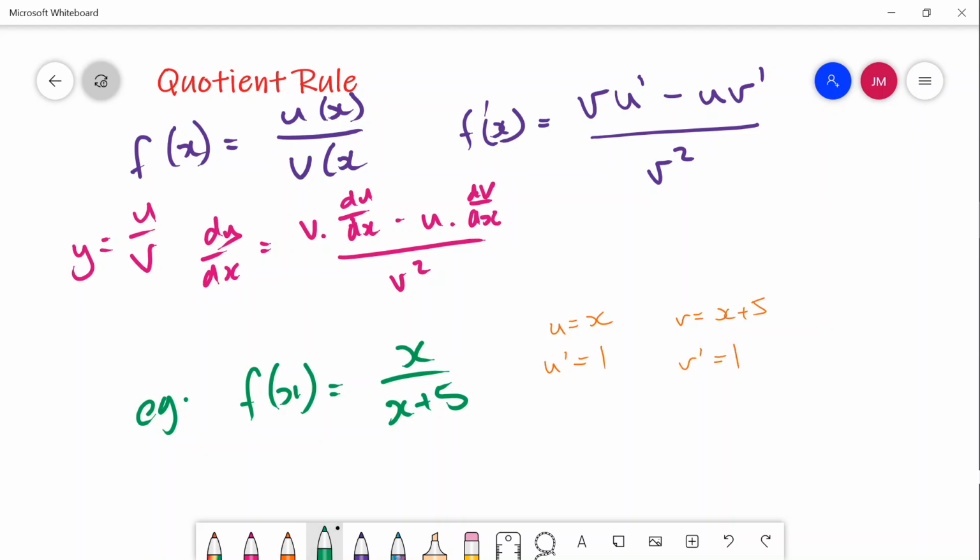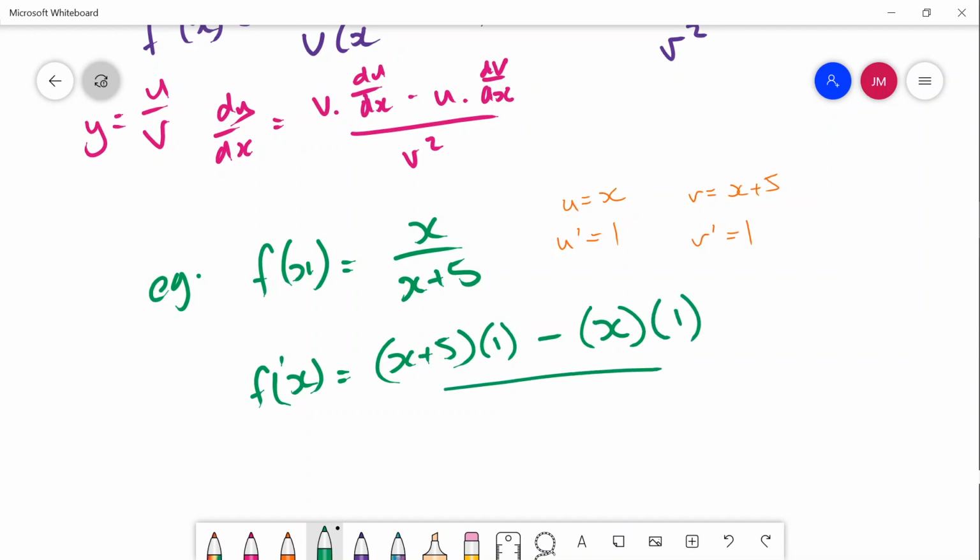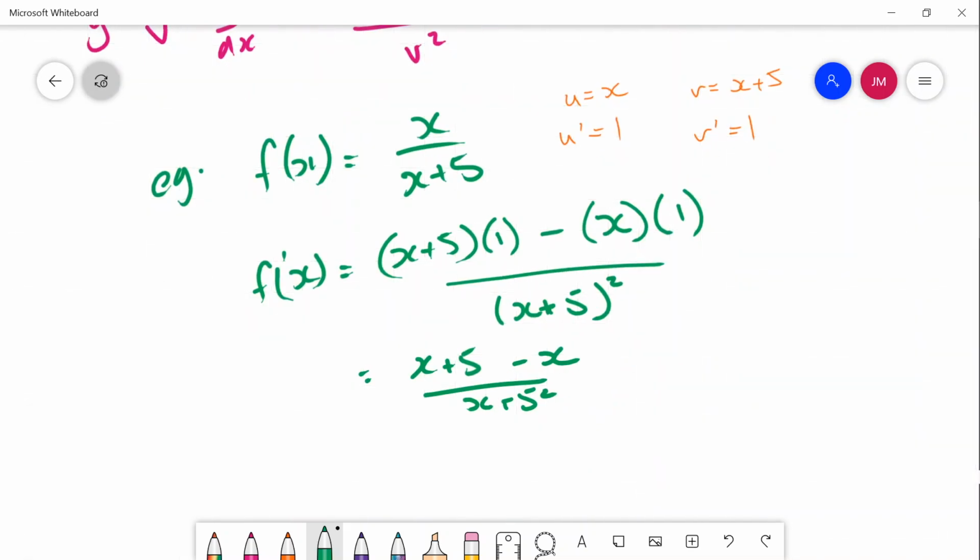So when it comes to finding our derivative, we go v, which is x plus 5, times the derivative of u, which is 1, subtract u, which is x, times the derivative of v, which is 1, all over v squared, so x plus 5 all squared. So we get x plus 5 minus x all over x plus 5 all squared, and we can tidy up the numerator for that one. The x's will cancel off, so we get 5 on x plus 5 all squared.